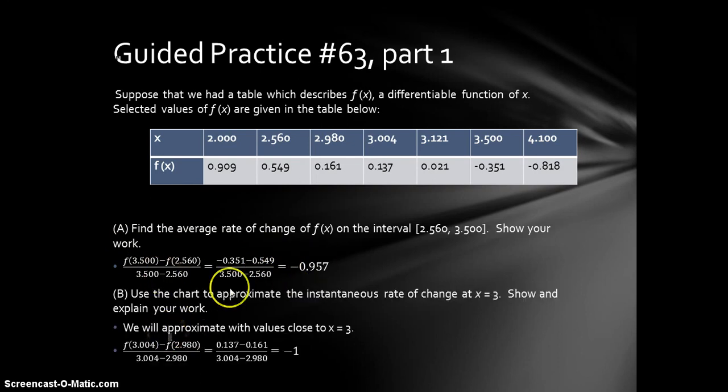Part B, use the chart to approximate the instantaneous rate of change at x is equal to 3. So we're going to approximate with the only values that are really close to 3, which are 2.98 and 3.004. When we plug in to our formula, we evaluate it, we get approximately negative 1. So it's important, and here we use the straddle method because those are the only values that were extremely close to 3, and we actually didn't have a value at 3.